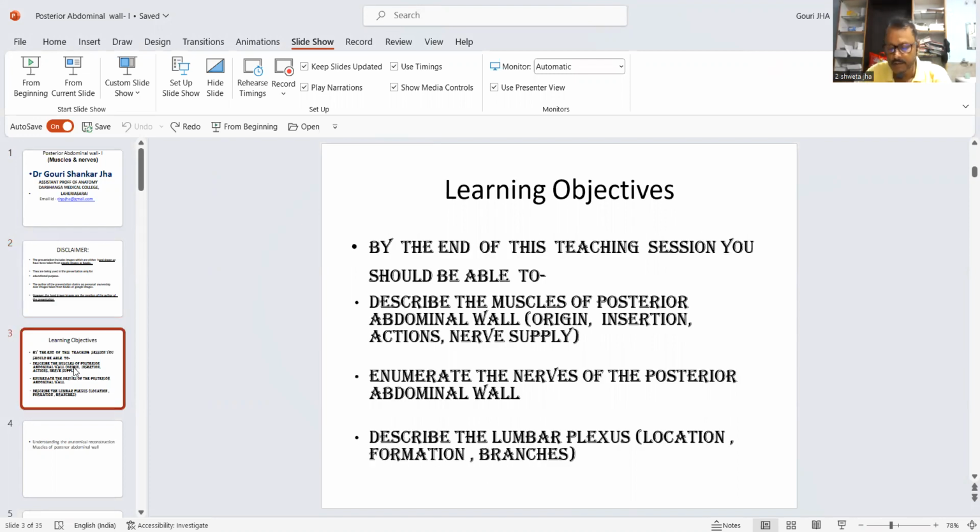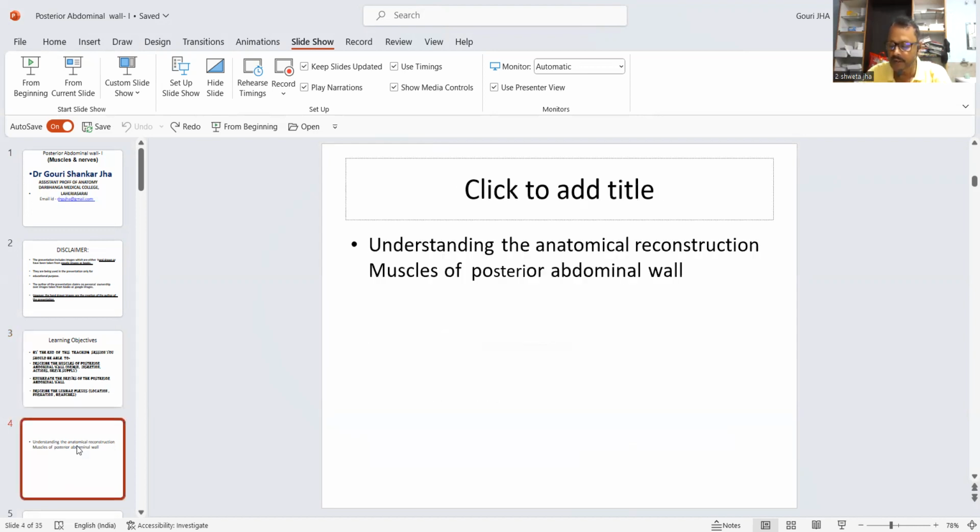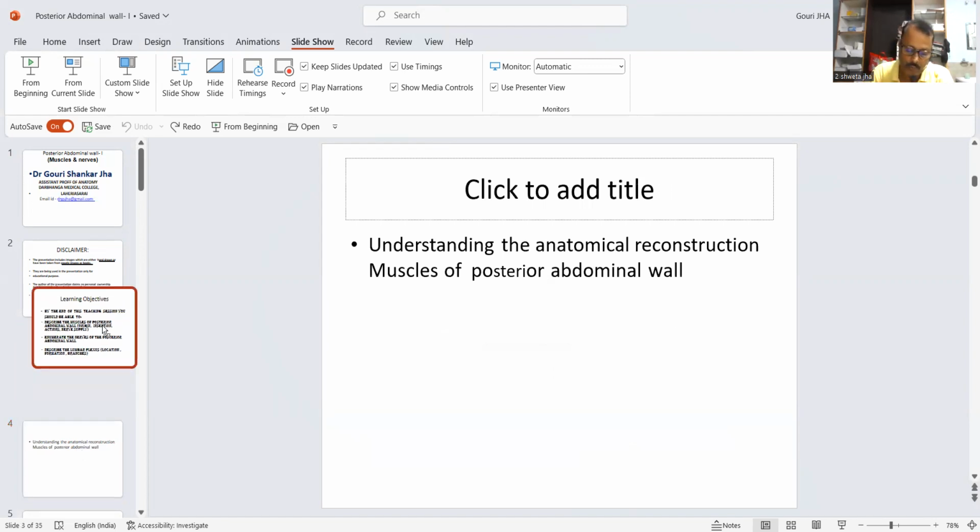What we will learn in this topic, or by the end of this teaching session, you should be able to describe the muscles of the posterior abdominal wall, their origin, insertion, action, and nerve supply. You should be able to enumerate the nerves of the posterior abdominal wall, and describe the lumbar plexus, its location, formation, and branches. So, first of all, we will take the anatomical construction of the posterior abdominal wall.